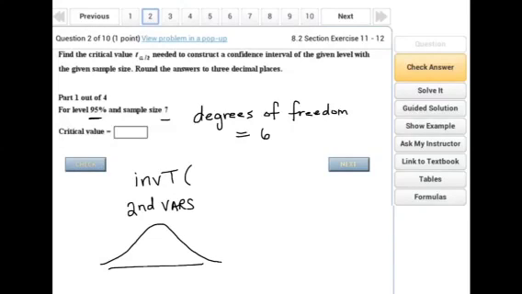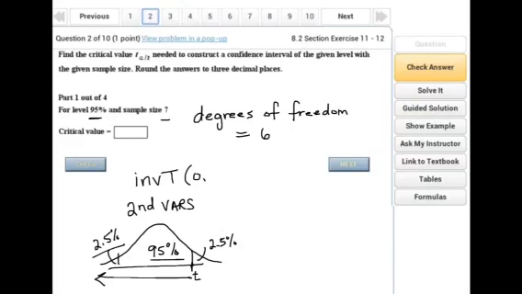So 95% in the middle. And that means that we have 5% left over. That's 2.5% in the top and 2.5% in the bottom. And we're looking for this t value. So the percentage that falls below there is the 2.5% in the bottom tail plus the 95% in the middle.